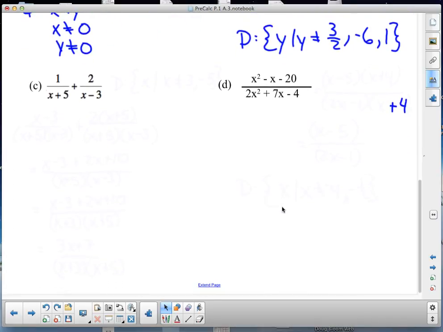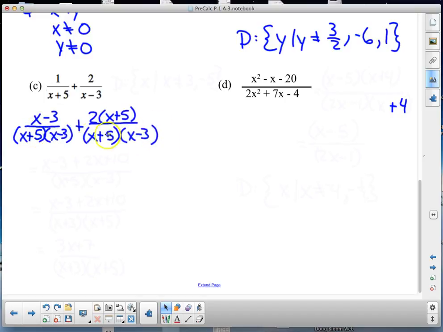Now I've got two problems left here. I got 1 over x plus 5 plus 2 over x minus 3. Remember, to get like denominators, I've got to multiply the top and bottom by the same value. So x minus 3 over x minus 3 and x plus 5 over x plus 5 is going to be multiplied out. So I have the same denominator in both sets, so I can combine like terms. And I'm going to distribute the 2, so it's 2x plus 10, excuse me, as I distribute that. And now I've got x minus 3 plus 2x plus 10 all over x plus 5 times x minus 3.